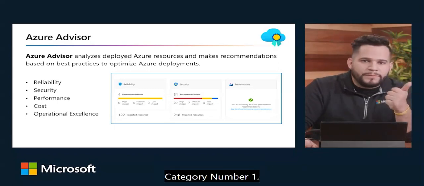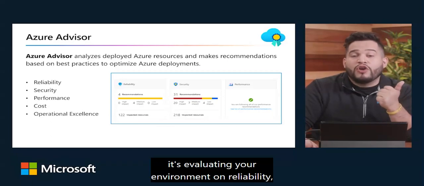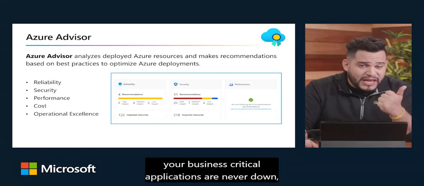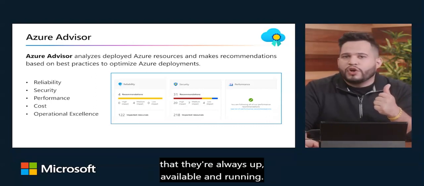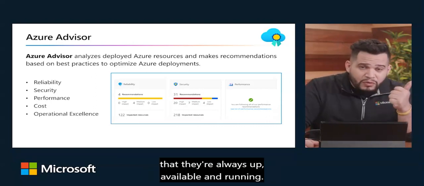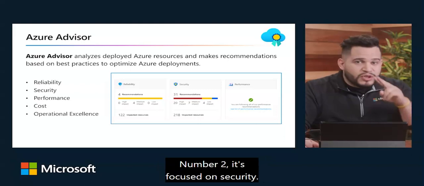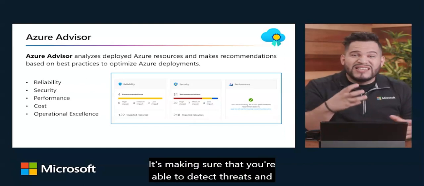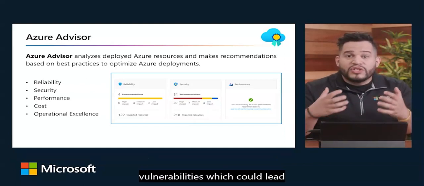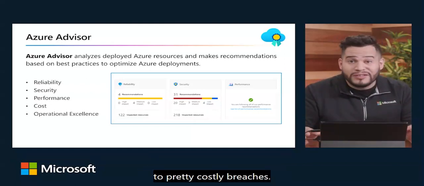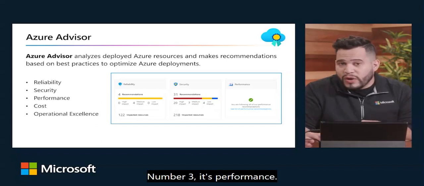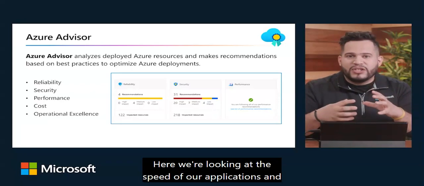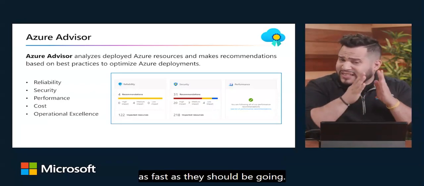So category number 1, it's evaluating your environment on reliability. That's used to ensure that your business critical applications are never down, that they're always up, available, and running. Number 2, it's focused on security. It's making sure that you're able to detect threats and vulnerabilities which could lead to pretty costly breaches. Number 3, it's performance, right? Here we're looking at the speed of our applications and making sure that they're going as fast as they should be going.